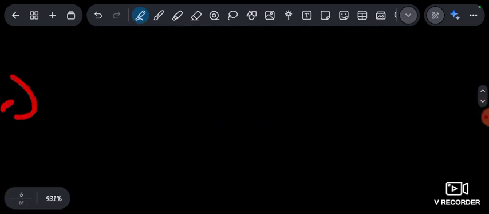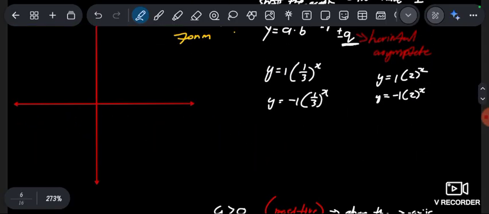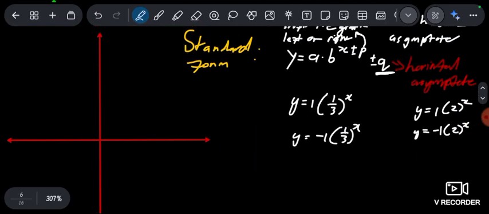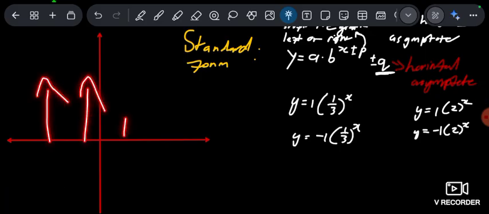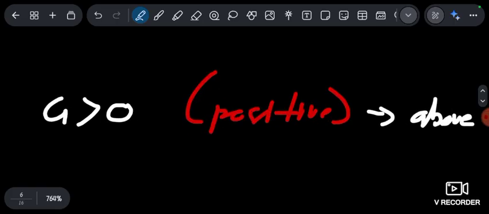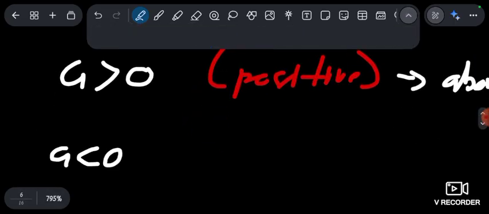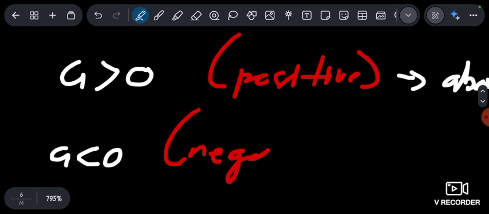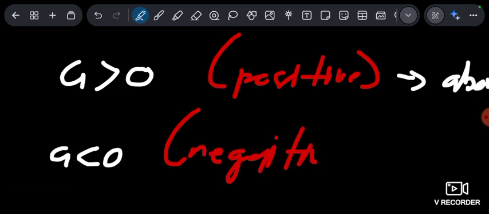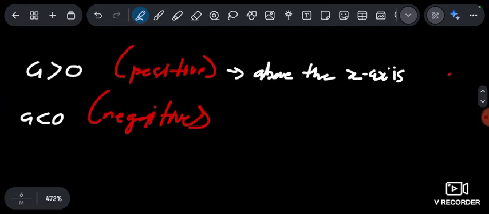The graph is going to be above the x-axis. Now, above the x-axis, what do I mean? I mean all the points over here, when A is positive. Now, we can say that when A is negative, when A is lesser than 0, meaning it's negative because anything that's lesser than 0 is negative.